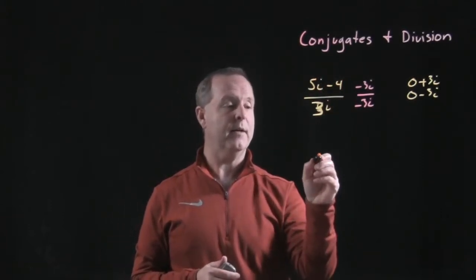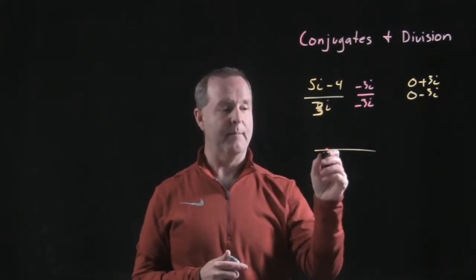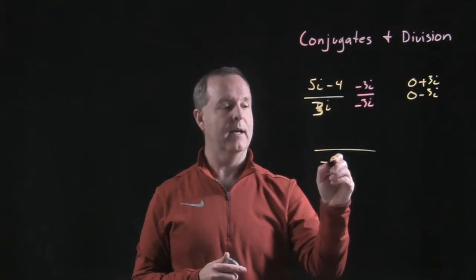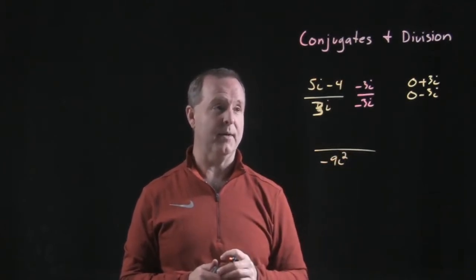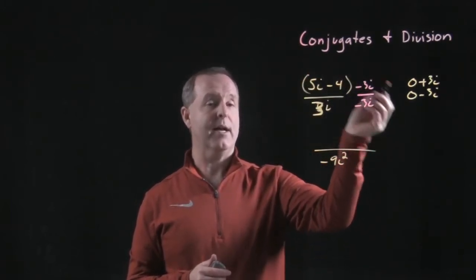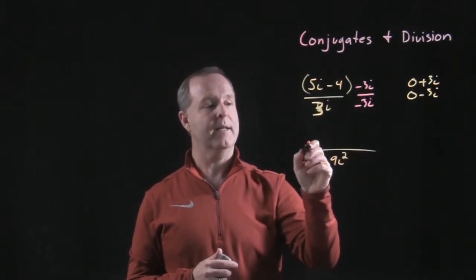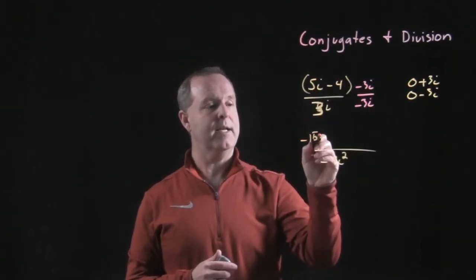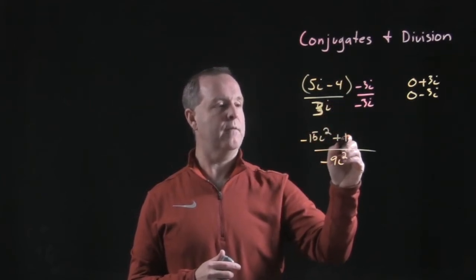So the denominator, 3i times a negative 3i, produces a negative 9i squared. And you're right, that does reduce and clean up here a little bit. The numerator, I'm multiplying that negative 3i across both terms. So negative 3 times 15i gives me a negative 15i squared plus a 12i.